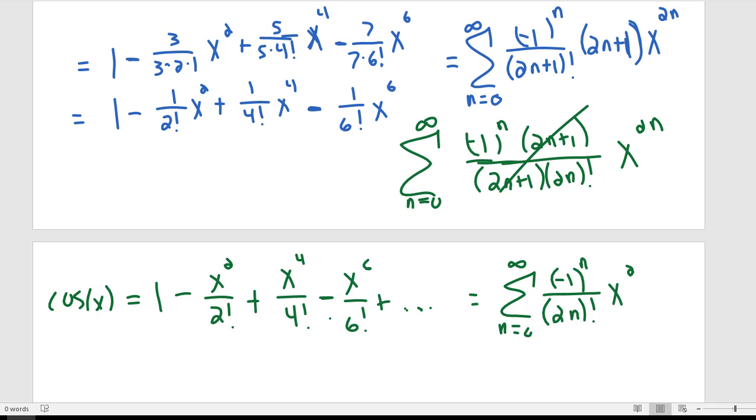And I have the same denominator. So any even number is x to the 2n. Right? So x to the 2n. Any multiple of 2 is an even number. So there's all of my even numbers as n goes from 0 to infinity. Isn't that cool? Oh man, that is so cool.